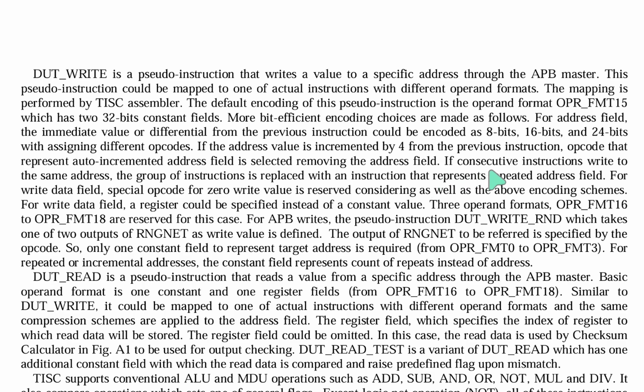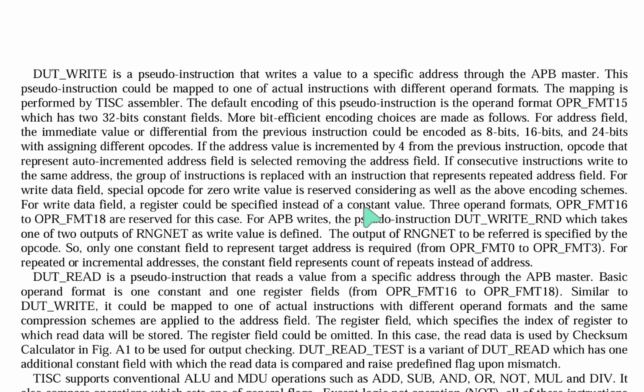If consecutive instructions write to the same address, the group of instructions is replaced with an instruction representing a repeated address field. For the write data field, a special OP code for zero write values is reserved, as well as the above encoding schemes. Also, for the write data field, a register could be specified instead of a constant value. 3 operand formats, OPR_FMT 16 to OPR_FMT 18, are reserved for this case.